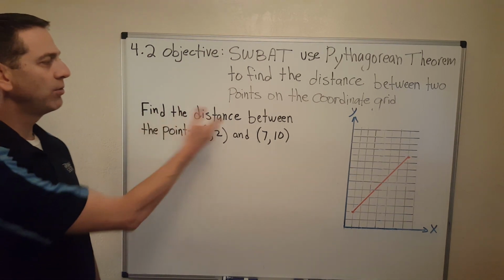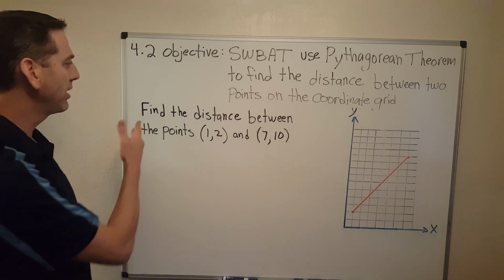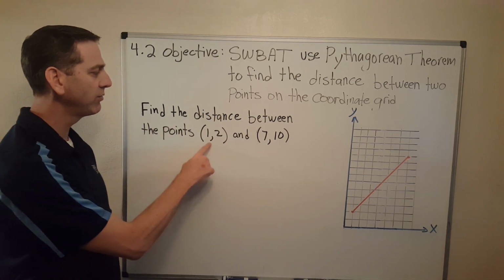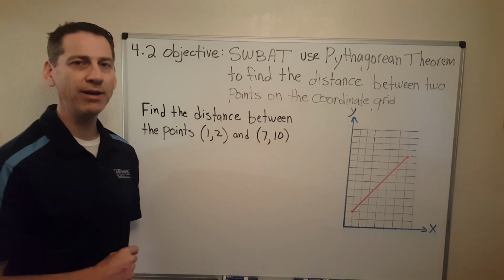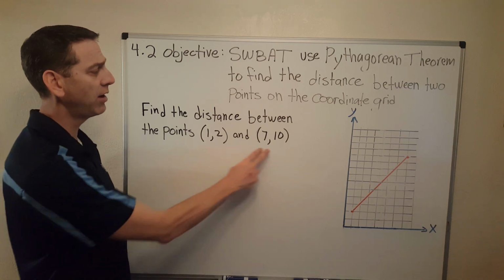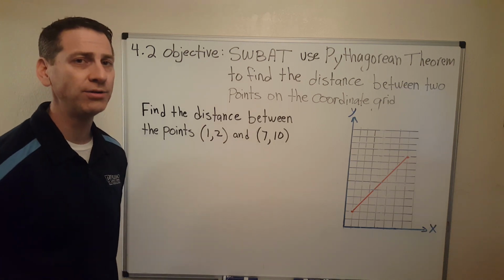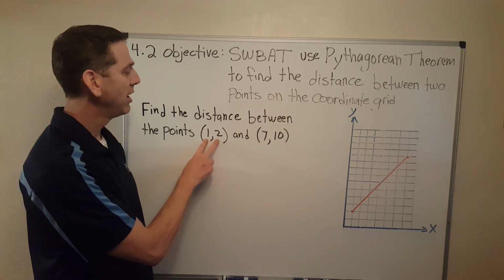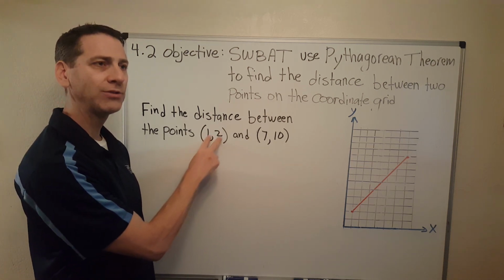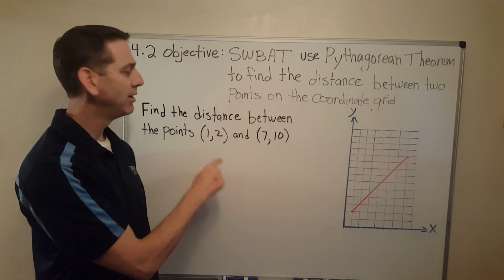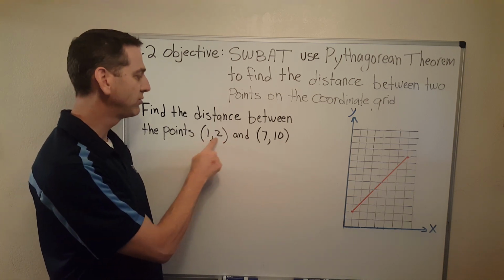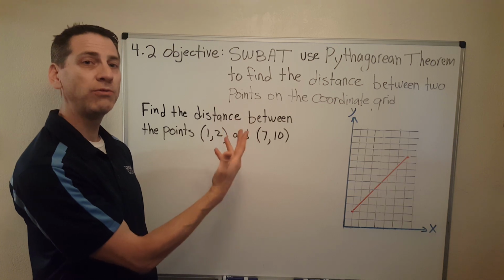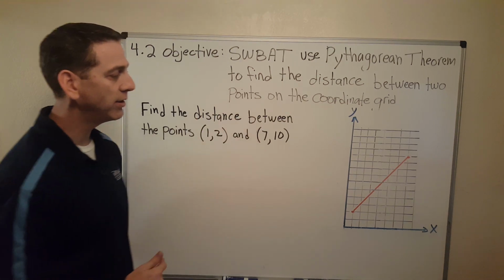For example, they might ask you a question like, find the distance between the points (1, 2) and (7, 10). These are each ordered pairs. In other words, they give an x coordinate and a y coordinate. That's why it's called an ordered pair, because they're in alphabetical order, x, y, and there's two of them, a pair.